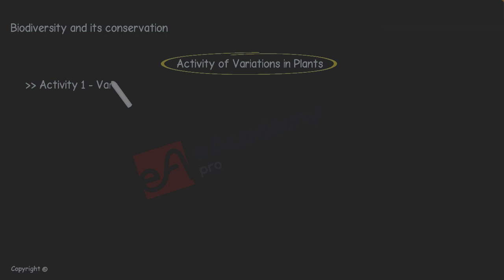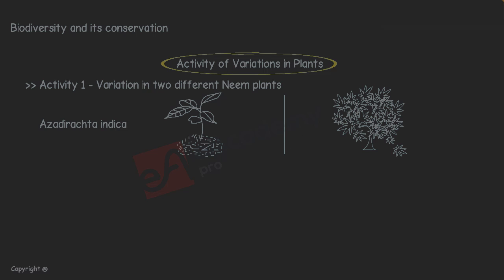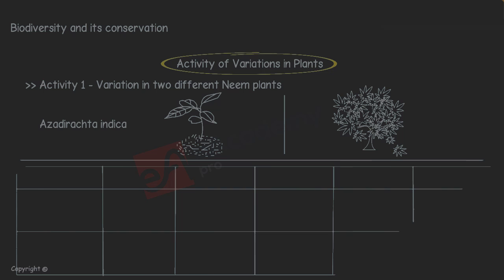Activity 1. Variation in two different neem plants. The neem plant is scientifically called Azadirachta indica. Now, take a look at small and big neem plants. In the following given table, write the difference between small and big neem plants by observing them.